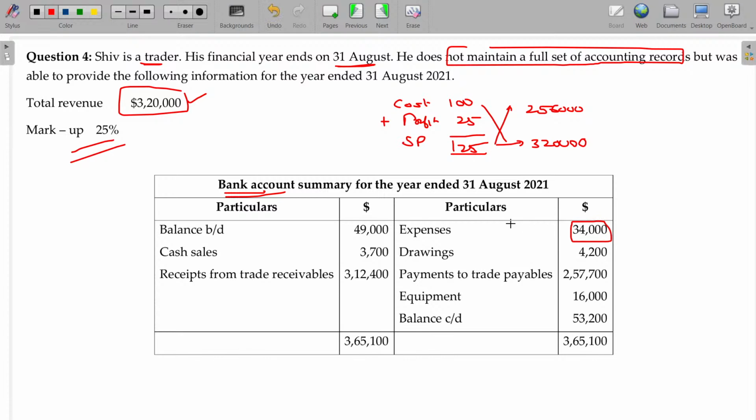You can break this into drawings and expenses. Drawings being 600. Balance 33,400 could be expenses. Is that okay? You have broken down into two parts. Clear?